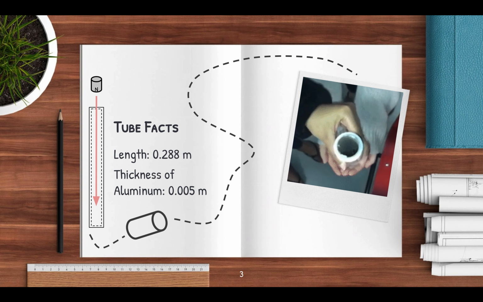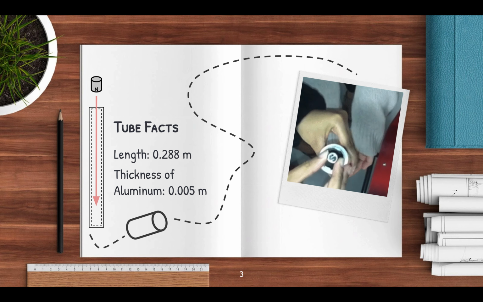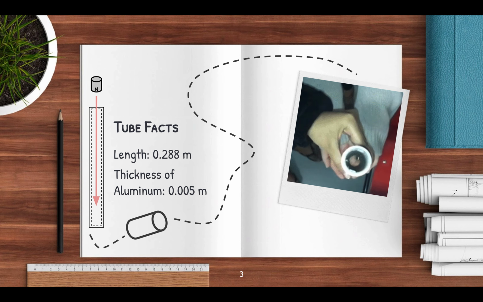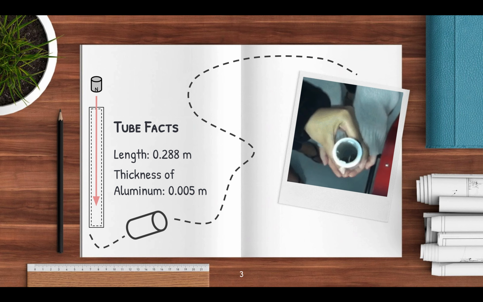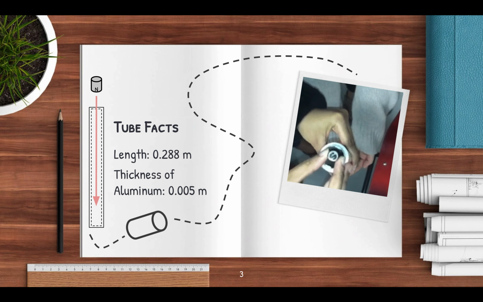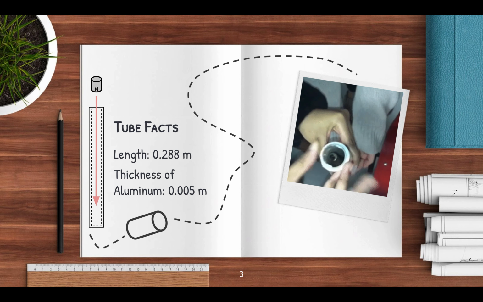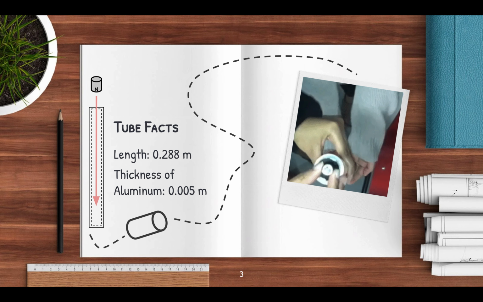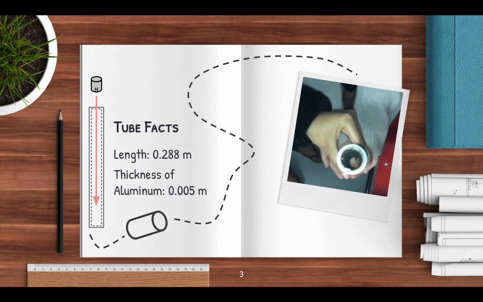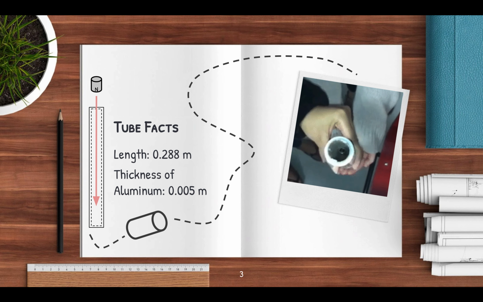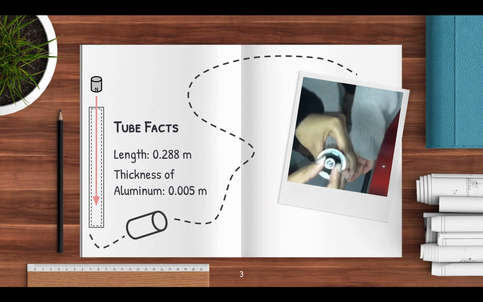Let's now take a look at our aluminum tube. For this assessment, I used a tube of aluminum foil 28.8 centimeters or 0.288 meters in length and a 0.5 centimeter or 0.005 meter diameter. We use a non-ferrous tube for the experiment to prevent the magnet from sticking to the sides of the tube. This would happen in a ferrous tube.